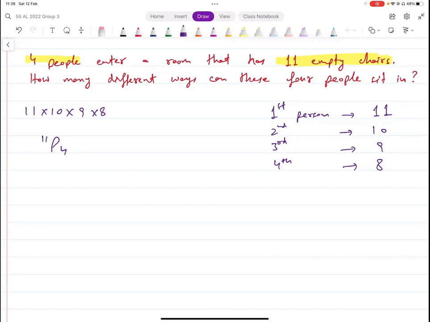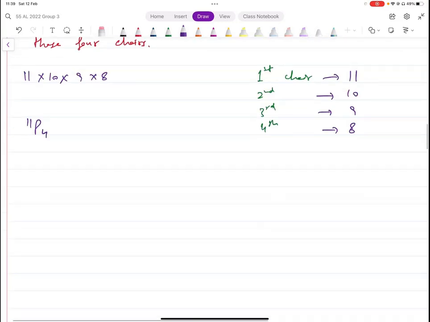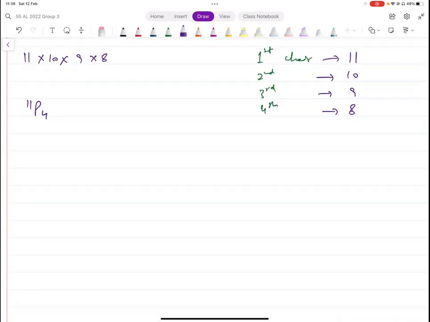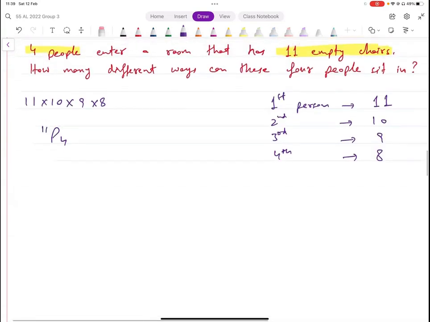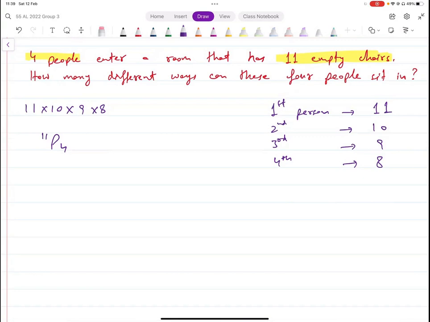But your perspective of looking at it has flipped. Right? Earlier you were considering how many people can sit on each chair, how many options there are. So for every chair you looked at the number of options that you had. For the first chair you had 11 options, then 10, then 9, then 8. Now we're looking at people. Every person has options. The first person has 11 options. The next person has 10 options, and so on. But the final result turns out to be the same.